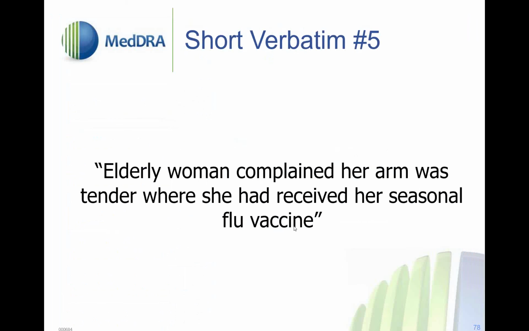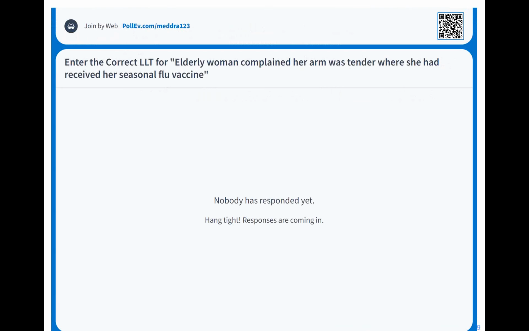Okay, let's do the last one. Last example, and then I'll open it up for questions and answers. So elderly woman complained her arm was tender where she had received her seasonal flu vaccine. So a lot of information coming my way. Elderly woman complained that her arm was tender where she had received the seasonal flu vaccine. So, okay, there was tenderness in the arm. The tenderness was specifically at the site where she received her seasonal flu vaccine, and this was an elderly woman.